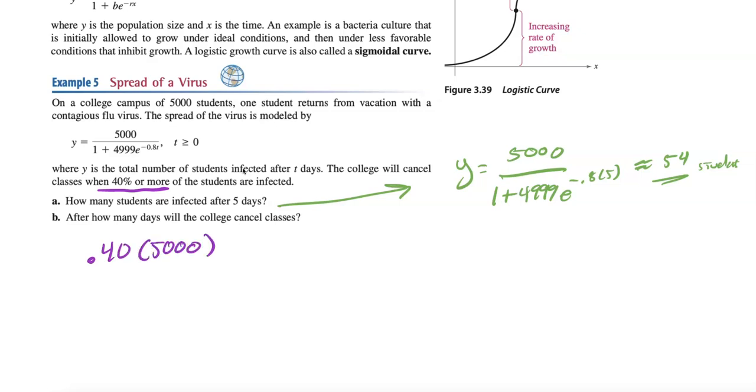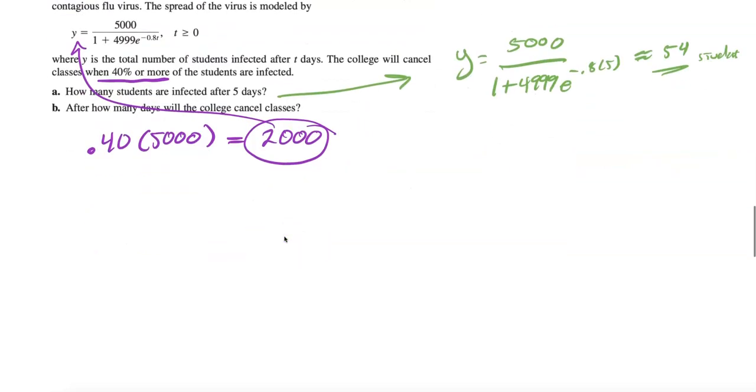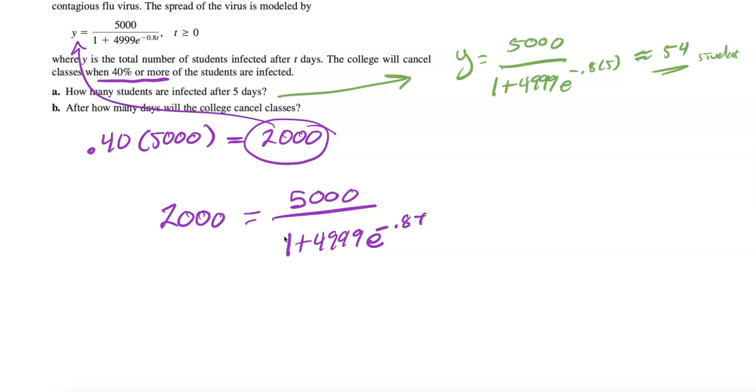5,000, they keep on going higher. And that gets us about 2,000. So when 2,000 students are sick, they'll start canceling classes. So what we're going to do is plug that in for the number of students sick. We're trying to figure it out. So I'm going to get 2,000 equals 5,000 over 1 plus 4,999 e to the negative 0.8t.